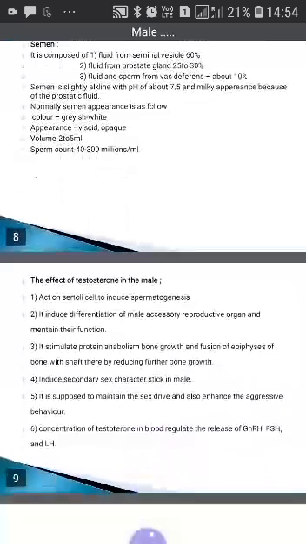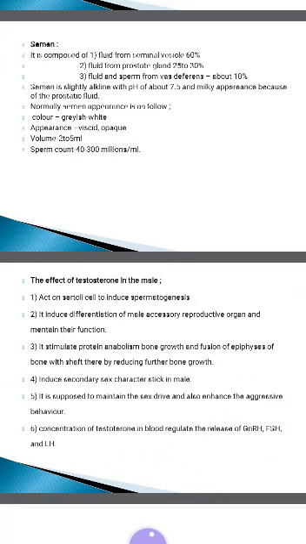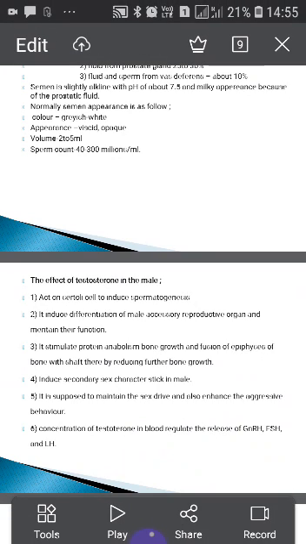The effect of testosterone in the male. First effect, it acts on the Sertoli cell to induce spermatogenesis and is also essential for the process. Second, it induces differentiation of male accessory reproductive organs and maintains their function.